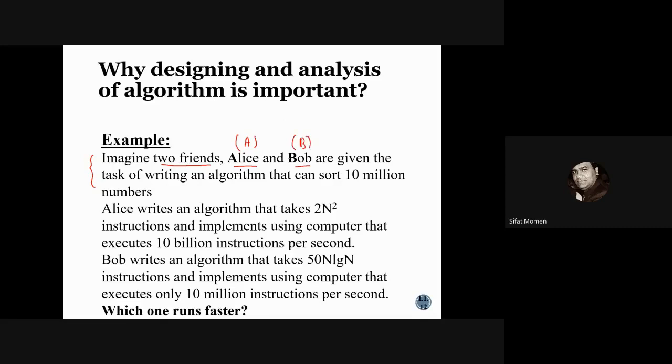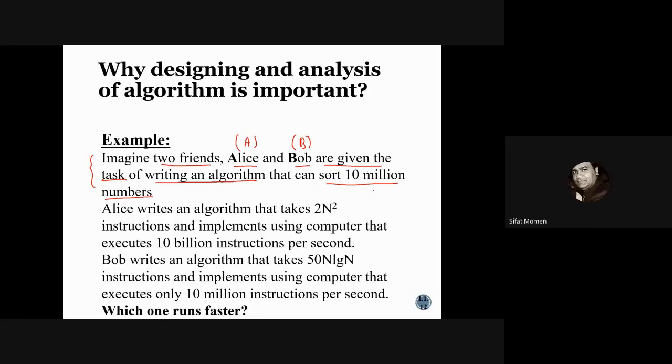And we give a particular problem to these two friends, and we ask them to come up with an algorithm to solve the problem. But the challenge is they are not going to work together. They are going to work independently, and they will come up with two different solutions to a problem. What's the problem that we're giving? They are given the task of writing an algorithm that can sort some 10 million numbers. How many integers are given to them? 10 million.